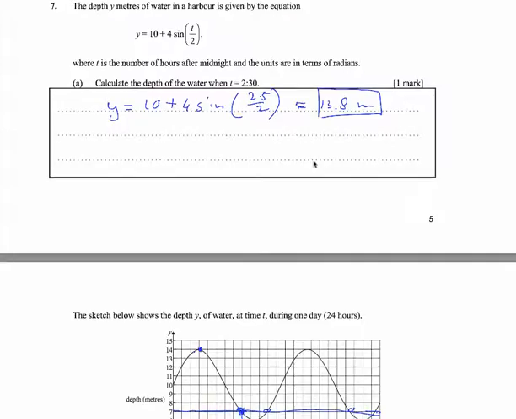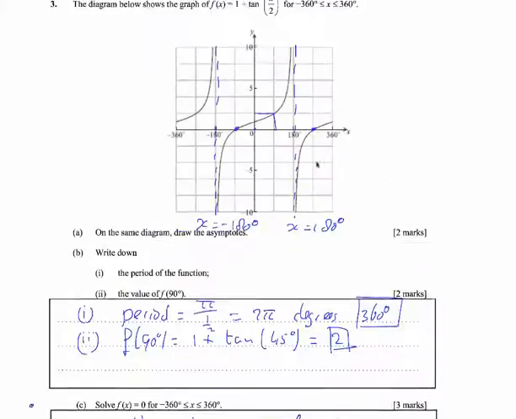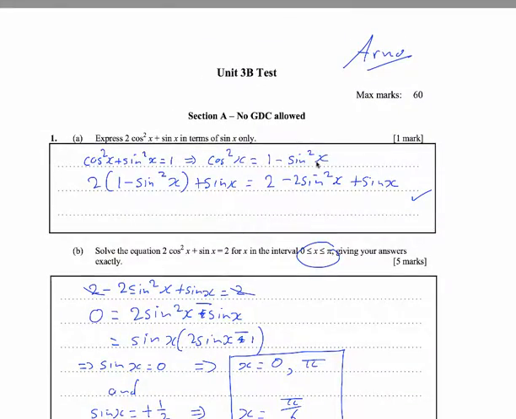And that's it. That was sort of how I would work my way through this test. I did it in a sequence of the questions. Of course, you don't have to do that. But in this case, it was fine.